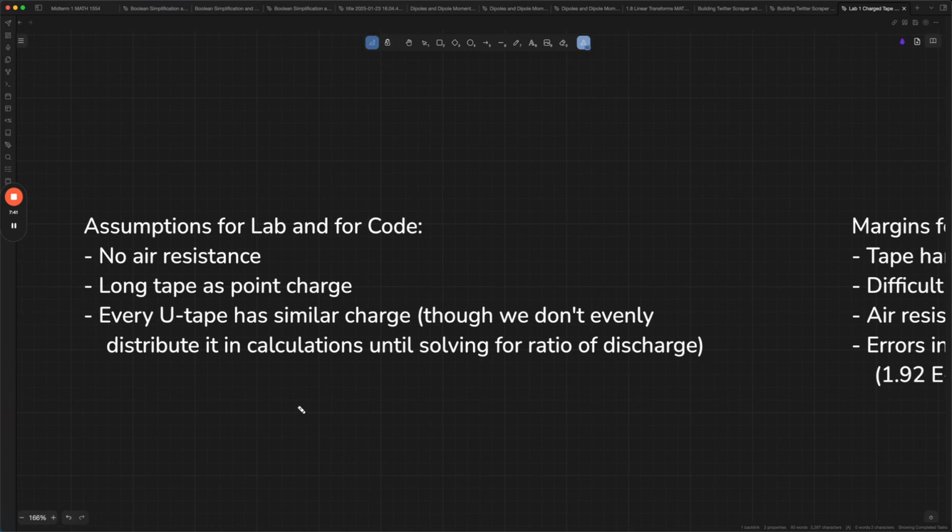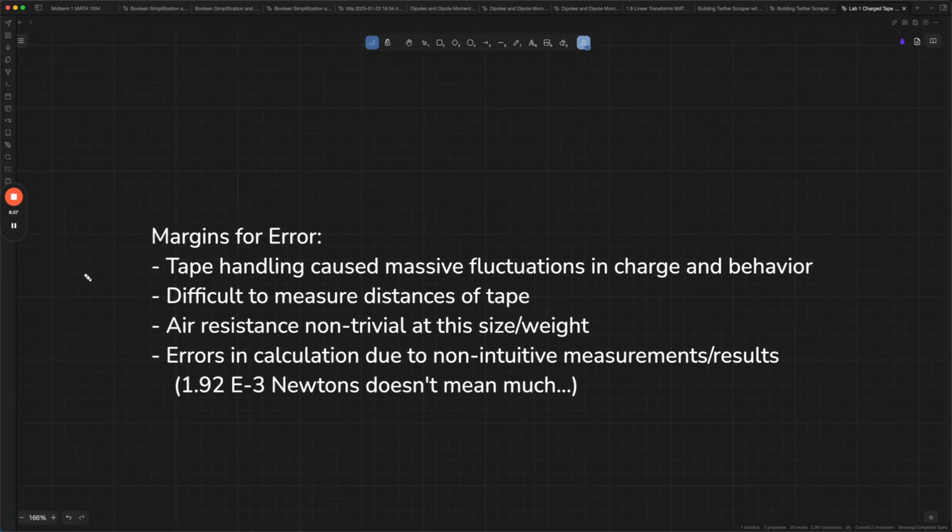Here are the assumptions we made for our code. There's no air resistance, each long tape becomes a point charge in our code, and every U tape has similar charge and similar atom arrangement. There were some obvious margins for error during this lab. The tape handling could cause massive fluctuations in the charge and the behavior of the tapes. It's difficult to measure the tapes accurately, even though we had rulers, that could cause all sorts of distortions. The air resistance actually isn't irrelevant at this size and this weight and this shape of the tape.